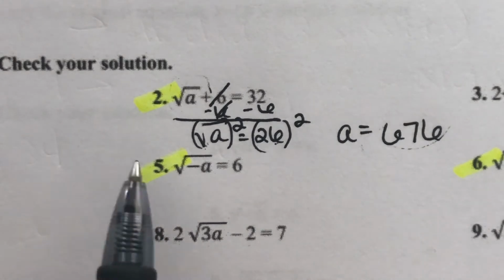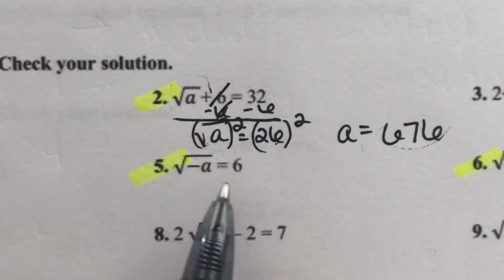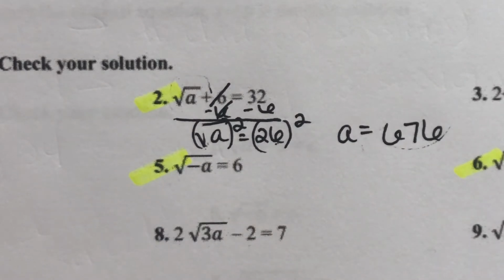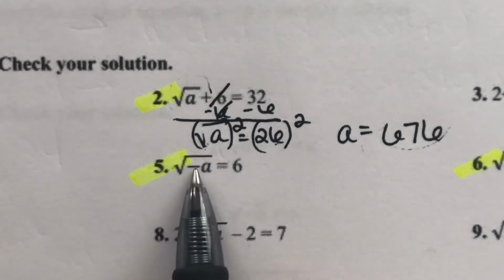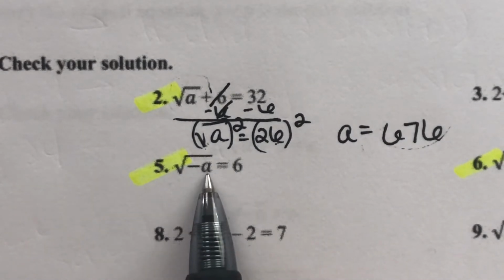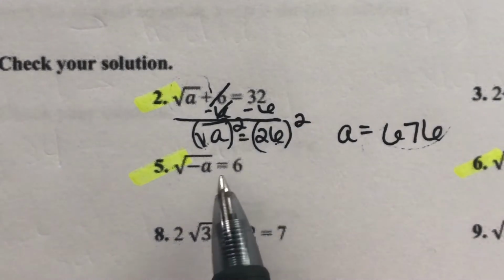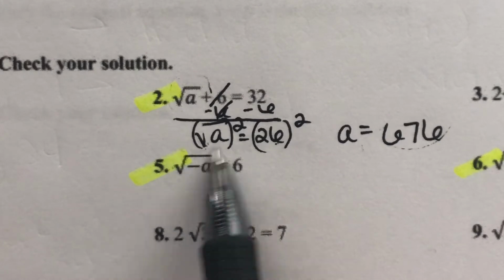All right, let's do number 5. This one I wanted to do with you because that negative sign under the radical trips people up. But what's going to happen is when we solve for a, we should end up getting a negative number. So this negative and the negative number we get for a, the 2 negatives are going to cancel each other out, and it's still going to be a positive value underneath the radical sign.